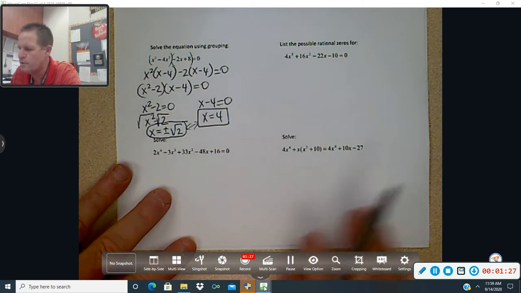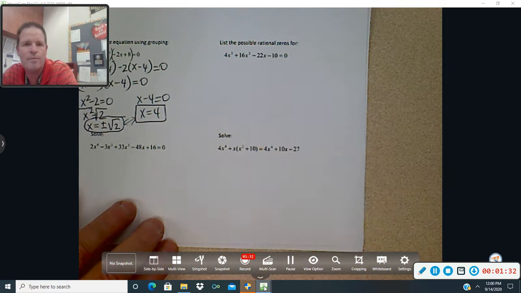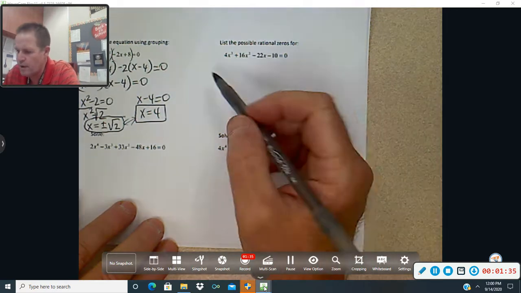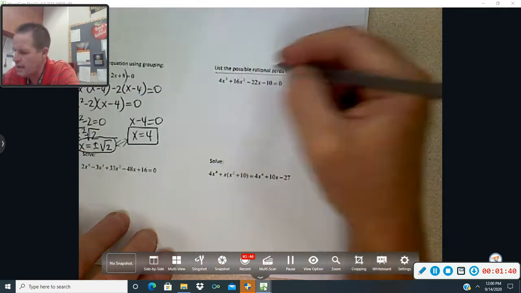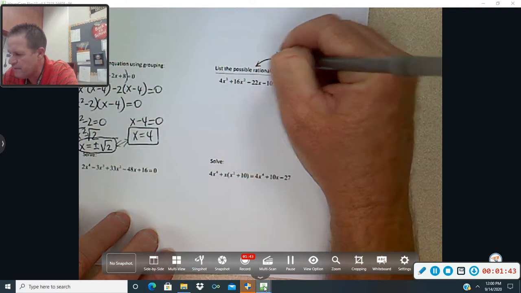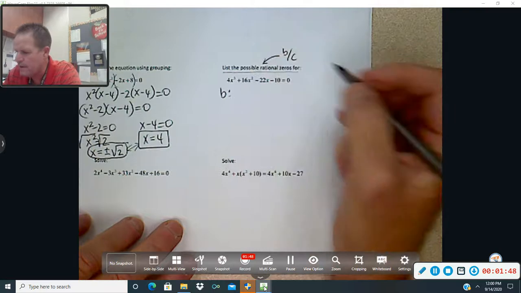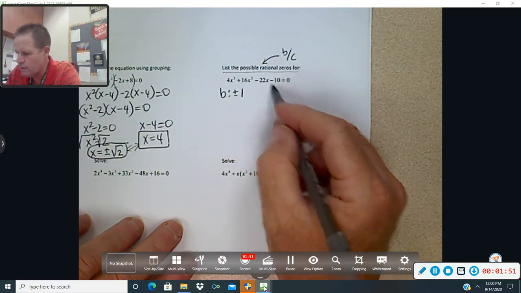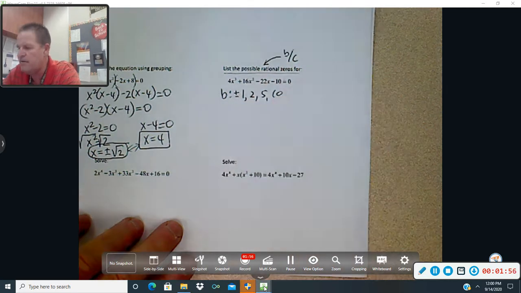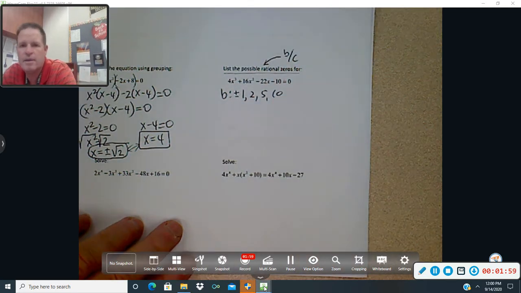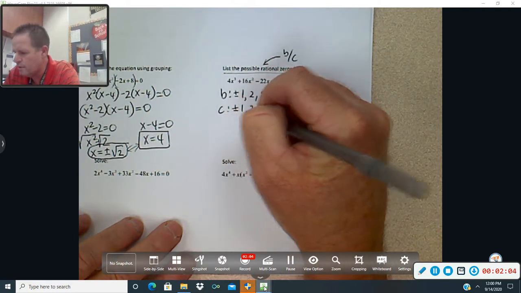Alright, so if grouping works, we should always try grouping. Now, for the second question here, grouping does not work. In fact, it doesn't even want us to factor and solve it. It just says list the possible rational zeros. Okay, so when it asks for that, that's just your b's divided by c's. So what we need to do is find the factors of the back number, which is plus or minus 10. 1, 2, 5, and 10 all go in as b's. C's are all the factors of the front number, plus or minus 1, 2, and 4.